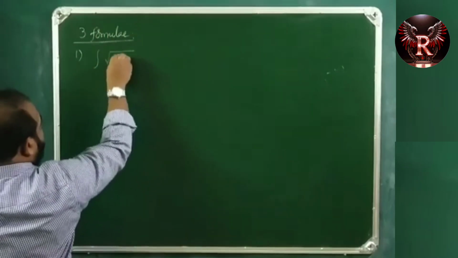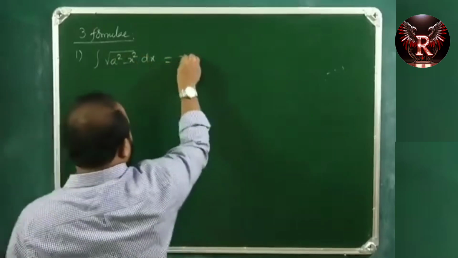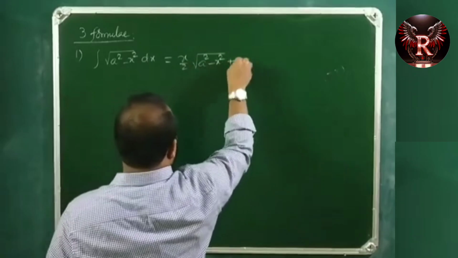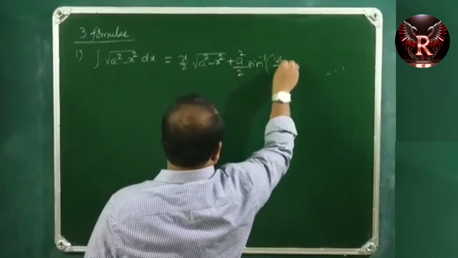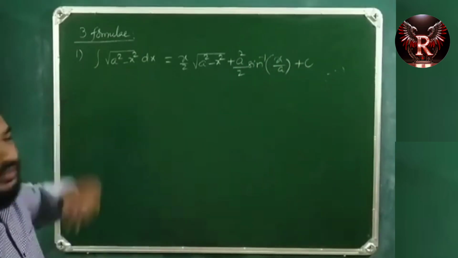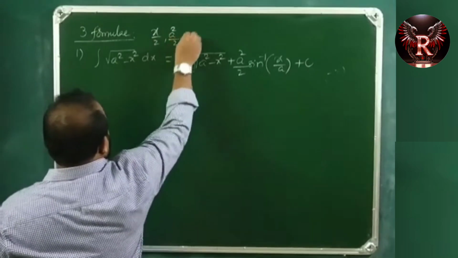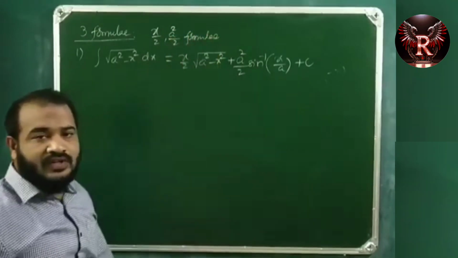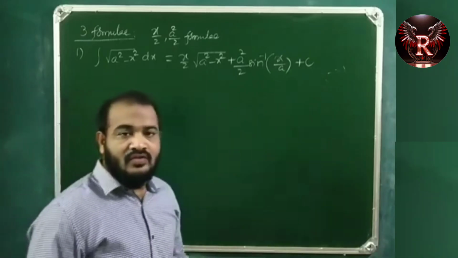Integral root of a square minus x square dx is equal to x by 2 root of a square minus x square plus a square by 2 sine inverse x by a plus c. This is also remembered as the x by 2, a square by 2 formula. Do not be confused with the ones we discussed in the previous 6 formulae.